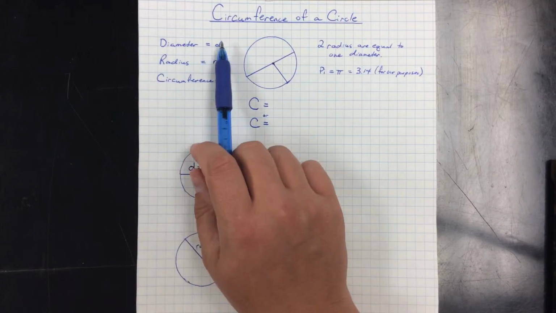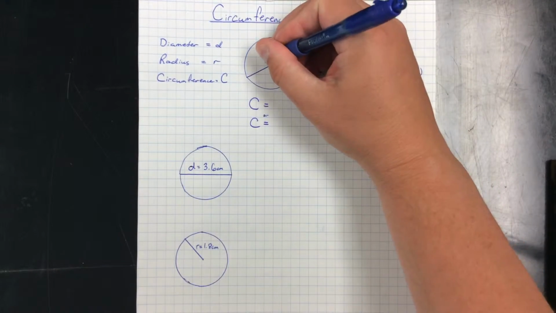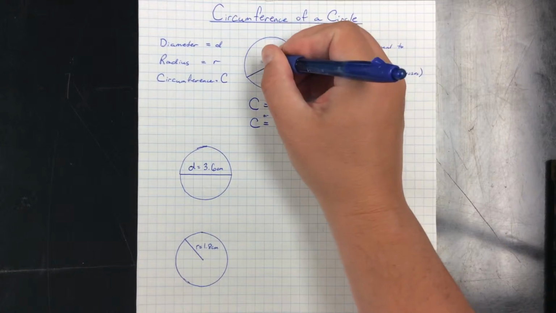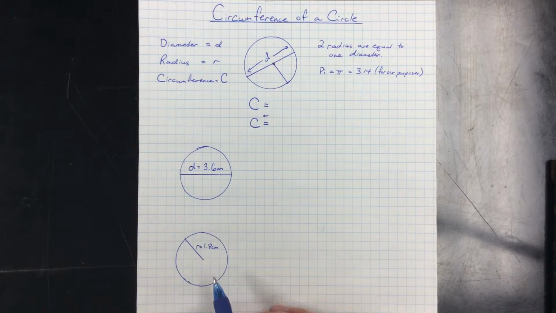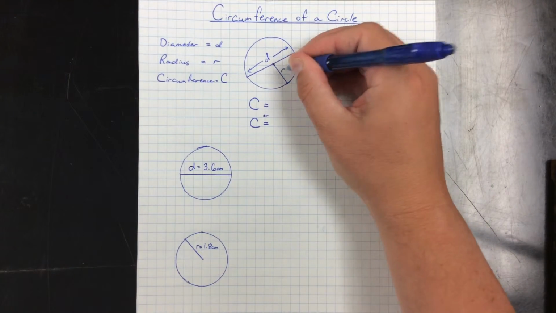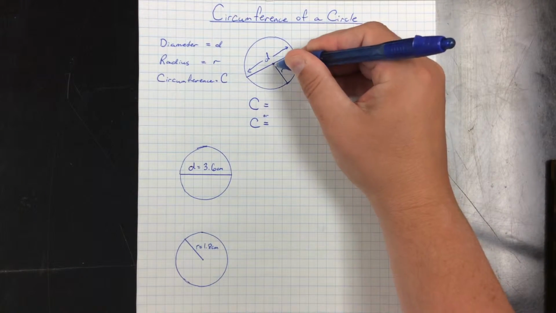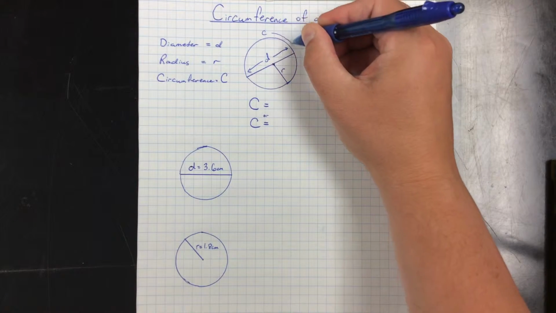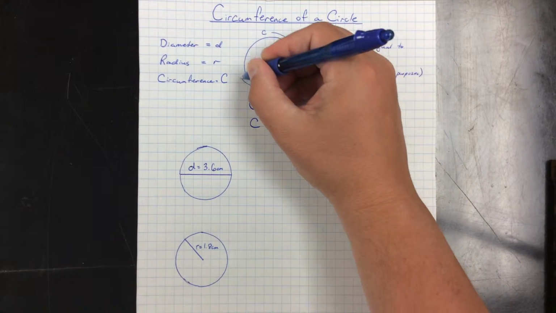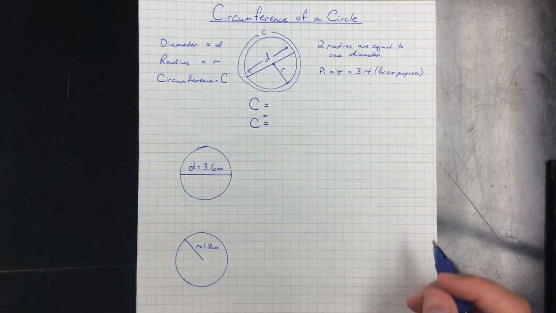The first is diameter, and diameter is the distance across the entire circle through the center or the origin. A radius, which is half the distance from the outside edge to the center of the origin, and circumference, which is the perimeter, as if we walked around the outside of a shape, the distance around a shape.